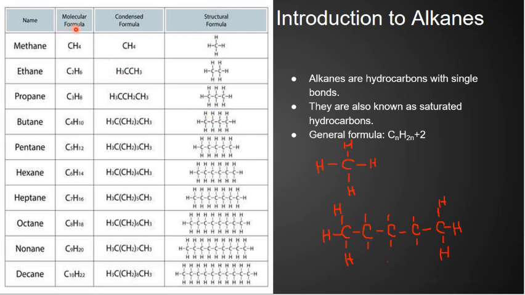Now when we are talking about formula, we have 3 ways by which we can write the formula. We have molecular formula, we have the condensed formula, and we have the structural formula. The molecular formula shows the atoms present in the compound. The structural formula shows how the atoms are arranged. The condensed formula is just like a linear form of the formula. It's not really showing how the atoms are arranged.